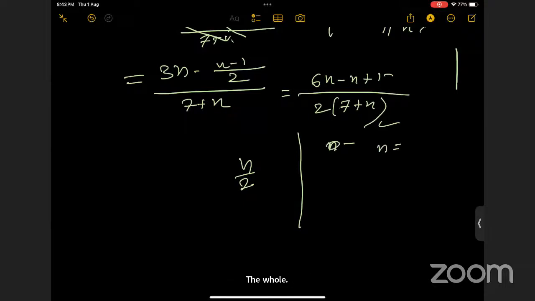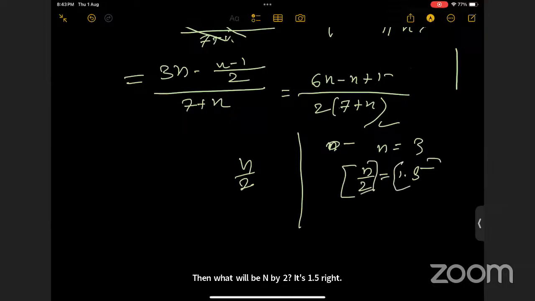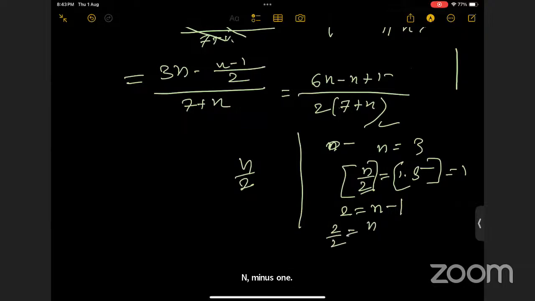Suppose we're taking some n equals to 3. Then what will be n by 2? It's 1.5, right? So if we take the box function, it will be 1. Now if we take n minus 1 by 2, which is 2 by 2, it is 1, the same result. So the box function is 1, hence proved. It fits for all. Take 7, it will work out.